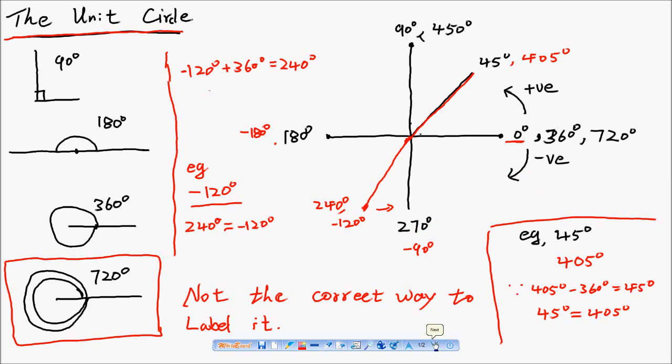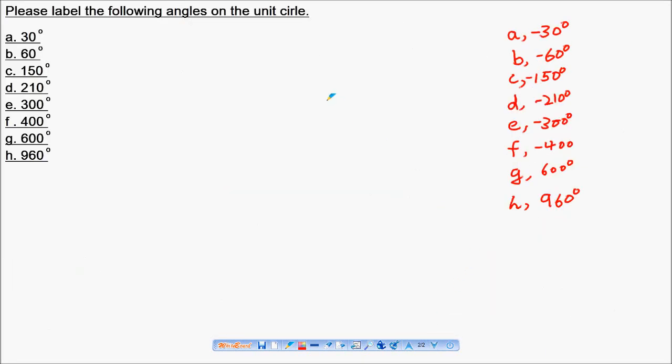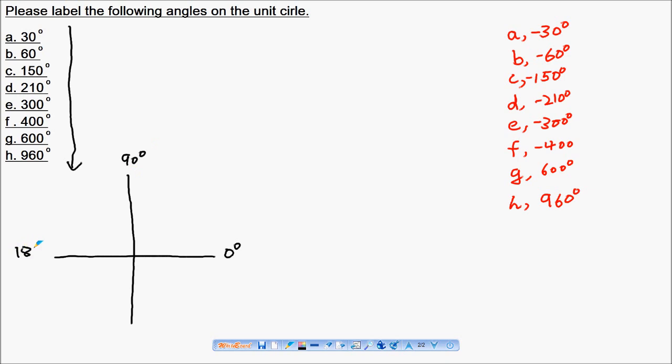I do some examples here. So look at the example questions. Okay, let's start with the left hand set. I have to label those angles on a unit circle, and they all have positive values. Okay, let's do it. This is our unit circle. It's 0 degrees, 90 degrees, 180 degrees, and 270 degrees. When it goes around, we have 360 degrees.